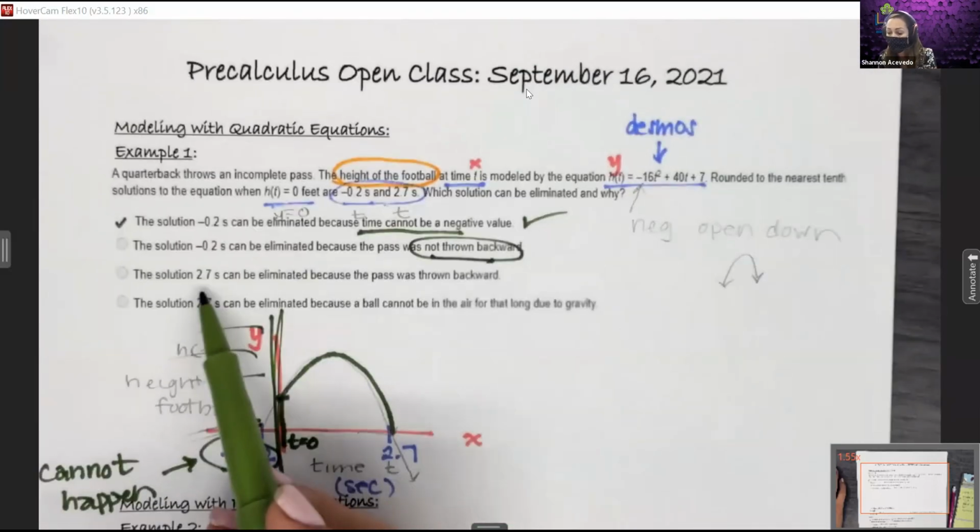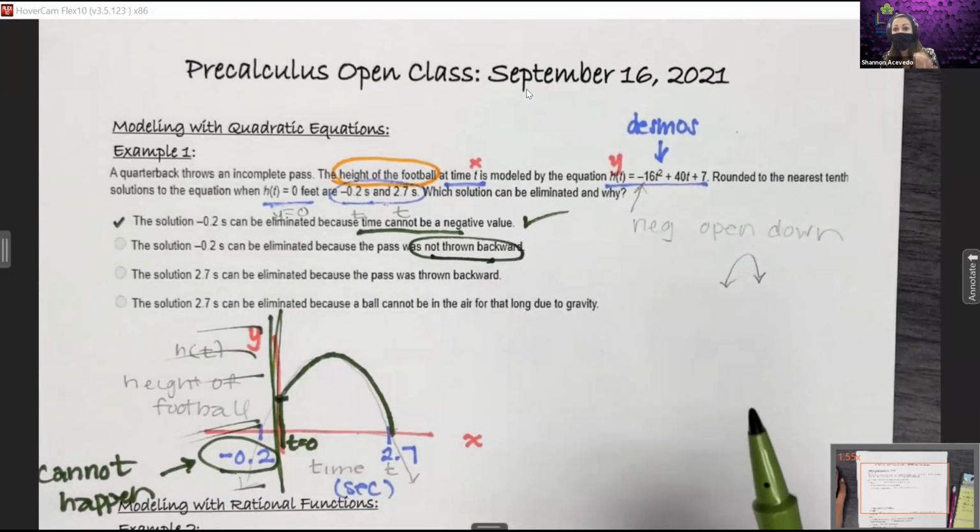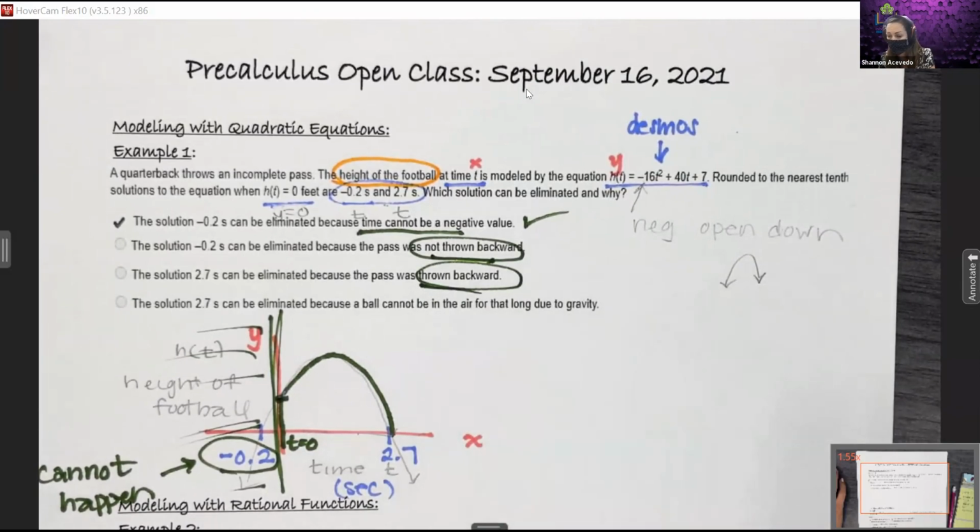The solution 2.7 can be eliminated because the pass was thrown backwards. No, that's just counting the time. So again, knowing that it's just counting time should help you eliminate. It doesn't matter throwing backwards, forward, straight to the ground.